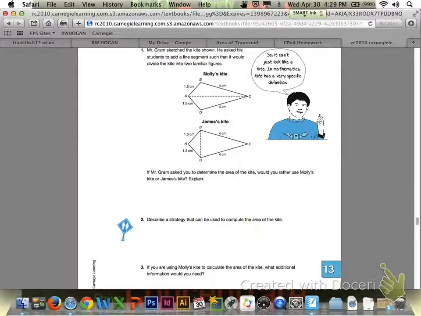If you turn to the top of the next page, page 880, number 4 asks, if you are using James's kite to calculate the area of the kite, what additional information would you need? I'm going to leave the previous page on the screen so I can mark off the things like I did for number 3. So the first thing that you would need to know is the length of base BD, arrowed here in James's kite. You would need to know the distance from point A to line segment BD, marked off with the red line there. And finally, you would have to know the distance from point C to line segment BD.